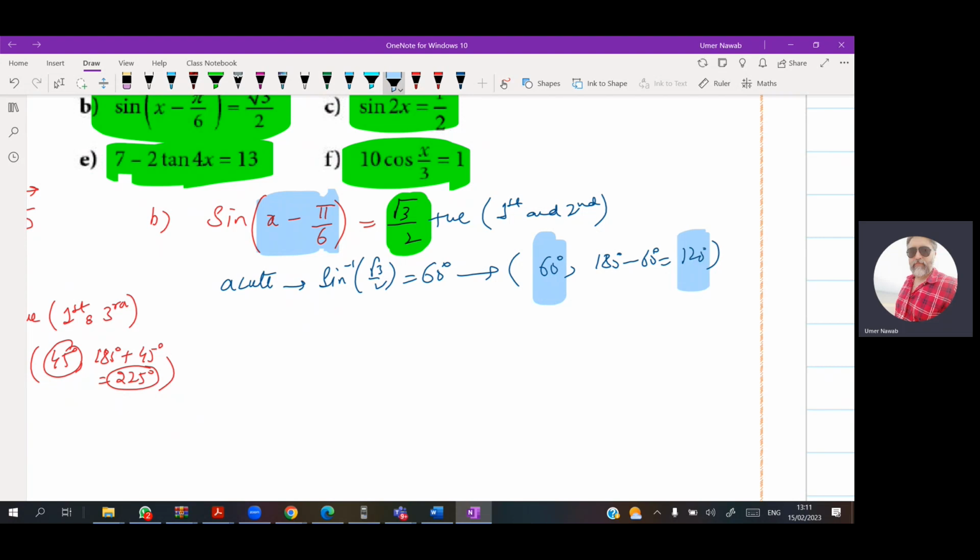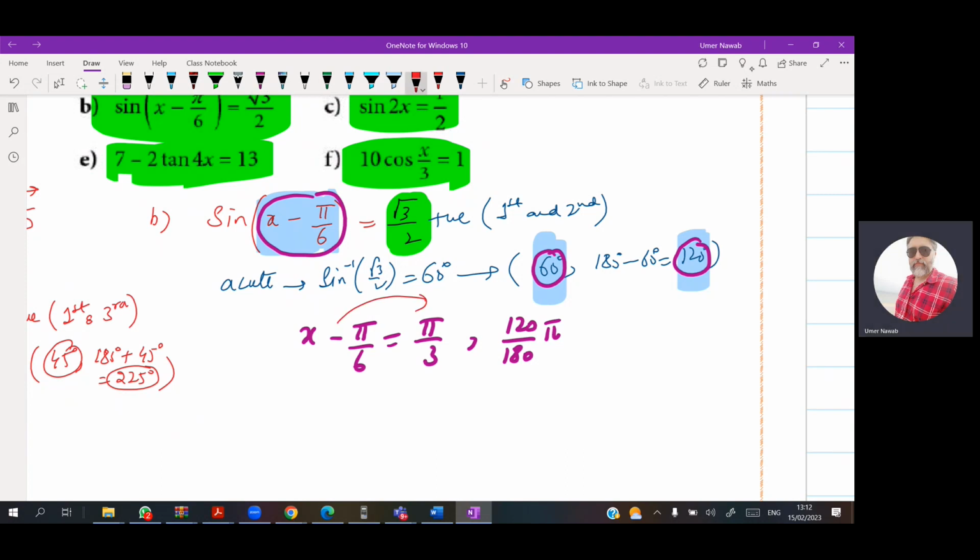Can I say these are my final answers? No, they are not my final answers. These answers are actually equal to x minus pi over 6. So x minus pi over 6 is equal to, instead of 60 degrees, I'm going to write pi by 3. And instead of writing 120, I'm going to write here 120 over 180 times pi. Okay, so send the pi over 6 there. So my final answer will be pi over 3 plus pi over 6, or 120 over 180 pi plus pi over 6. Guys, this 120, I try to convert it into radians. That's why it is written in this form.